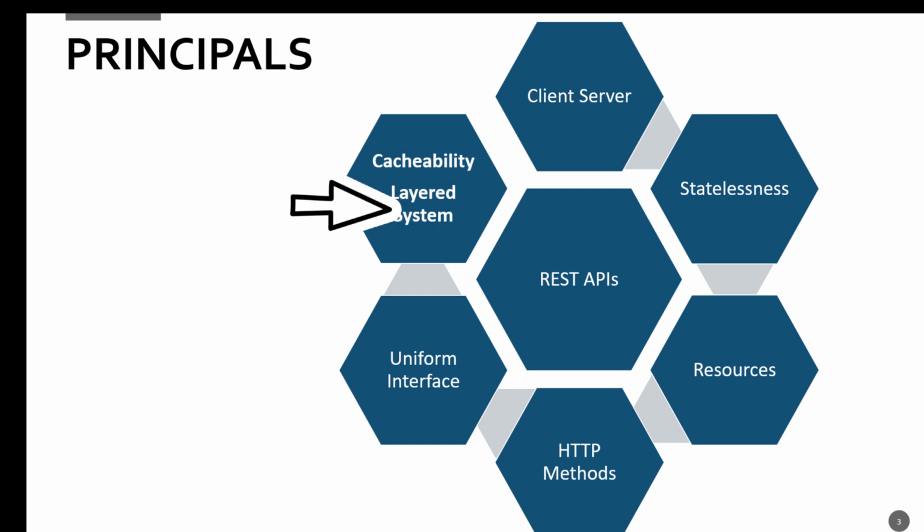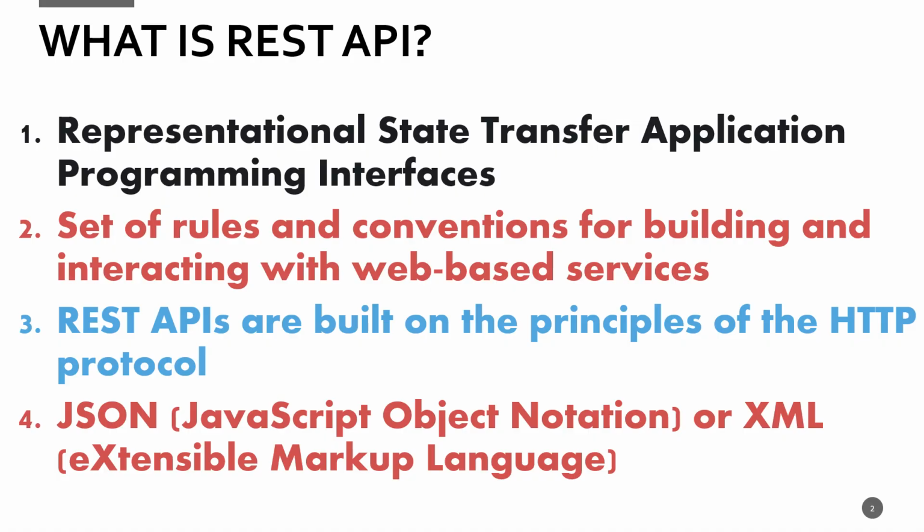Now, these principles collectively define the architecture of REST APIs, and they promote simplicity, scalability, and compatibility across various applications and systems, and they serve as a foundation for designing efficient and effective web services. Now, if you ask me why they are important, they provide a standardized way for developers to access and interact with web-based resources and applications.